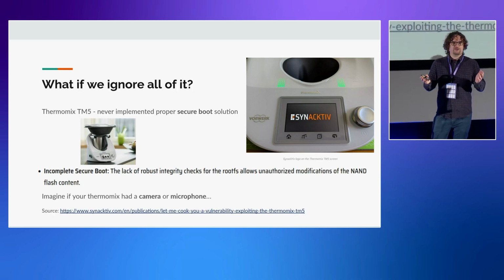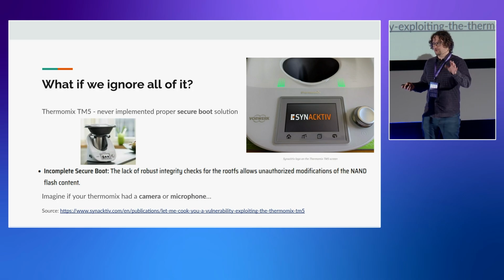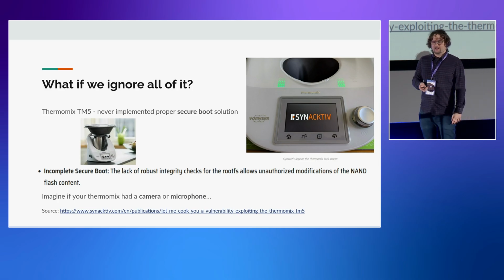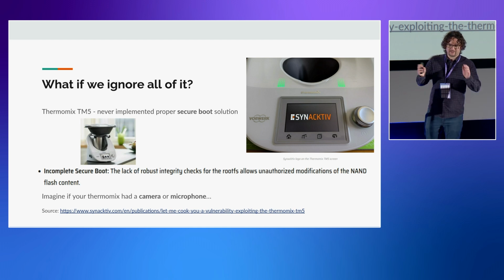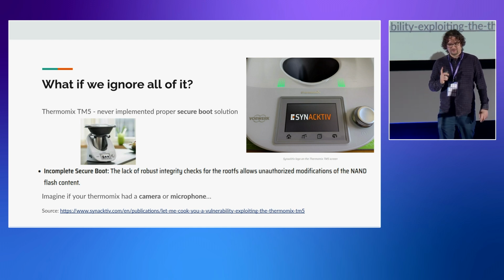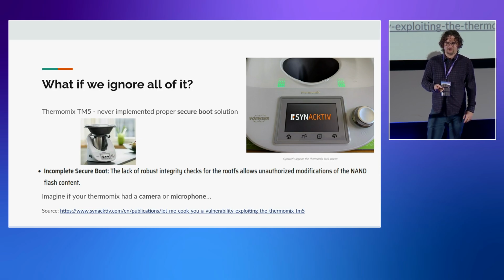And now imagine if your Thermomix or whatever you have had a camera or microphone, and it was hacked this way. This one doesn't, and the newest one also doesn't have a camera and microphone, but I think it's coming. You know, you dance and then the recipe is created based on this or something. This is the current trend, unfortunately. So if you want to have this, you need to implement some secure solutions.